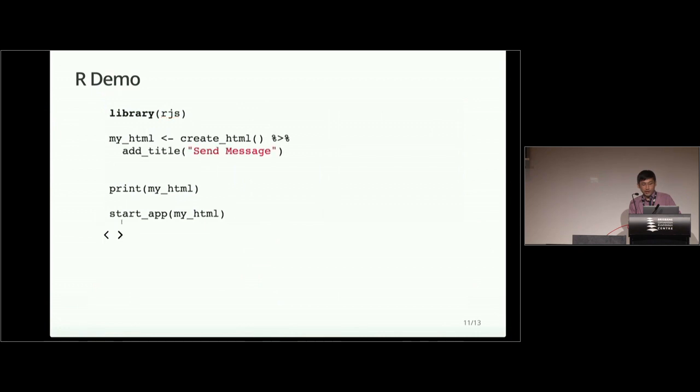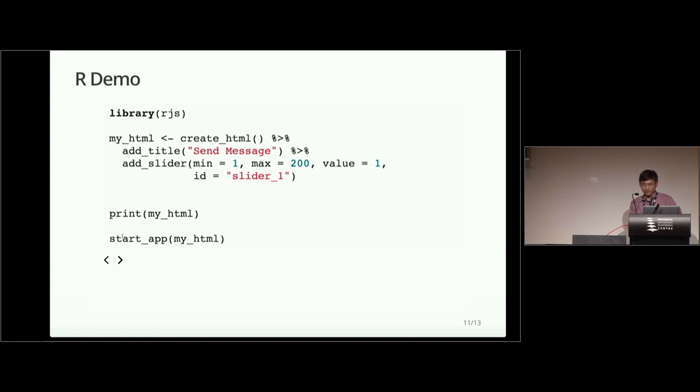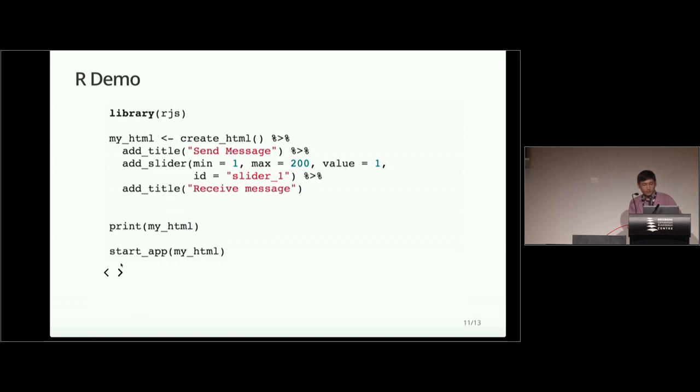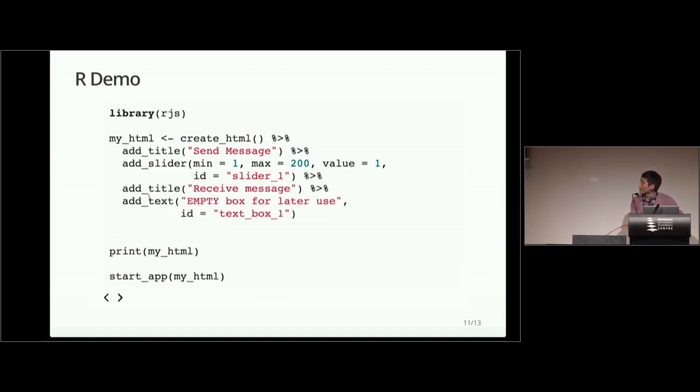Okay, and I can add a title to it using the add title function, and add a slider using the add slider function. I'll just read off as it's typed. So you add a title, you add a text over there. Note that for the range of the slider, you have to input the range: the minimum is 1, the maximum is 200, and the default value is 1. You have to give an ID to it so that later you can use that value. And I put an empty box here for later use, so I also have to give an ID for later use.